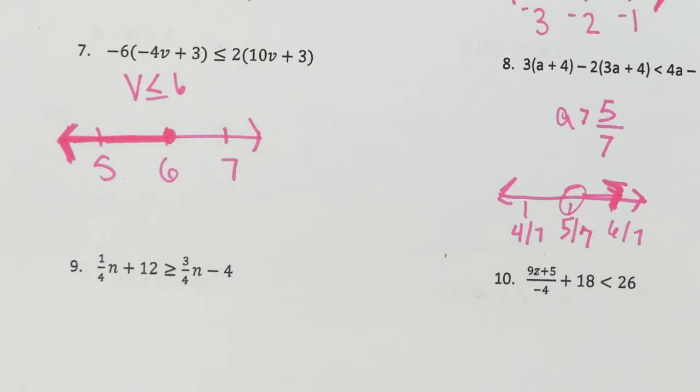Right here, we divided by a negative. Anytime you multiply or divide by a negative, that flips the inequality sign.